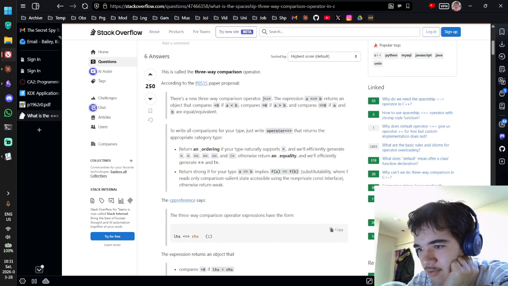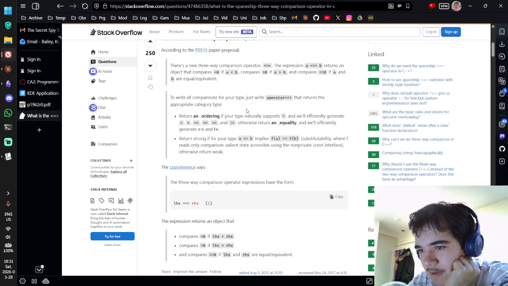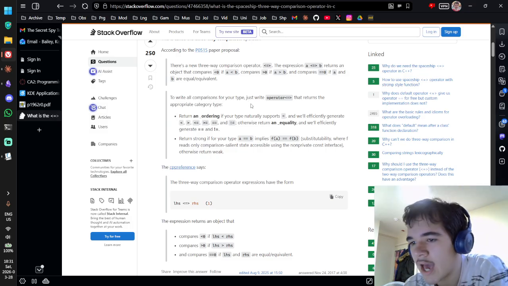There's a new three-way comparison operator. The expression A <=> B returns an object that compares less than 0 if A is less than B, more than 0 if A is more than B, and equals 0 if A and B are equivalent. To write all comparisons for your type, just write this, and it does all comparisons.